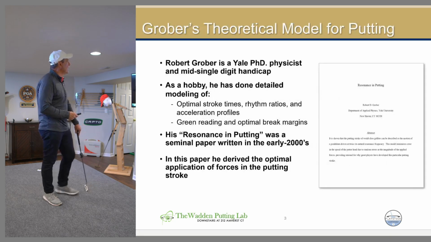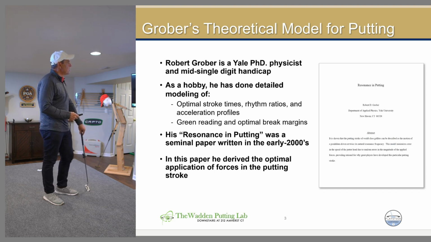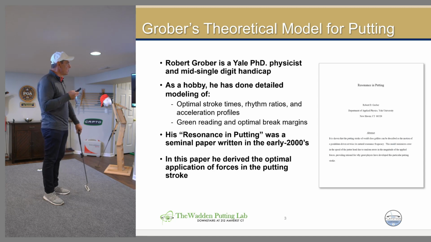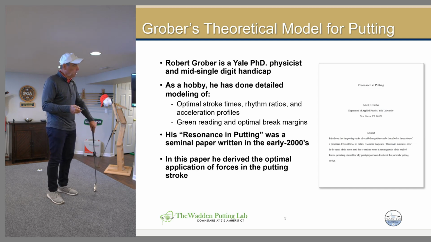Okay. So Robert Grober is a kind of a rare combination. He is a Yale PhD physicist in the Department of Applied Physics at Yale. And he's also a mid-single digit handicap golfer. And so he's done some very detailed and excellent work on optimal force applications in the putting stroke, so acceleration, stroke times, rhythm ratios. He's also done a lot of work on green reading and break margin models.